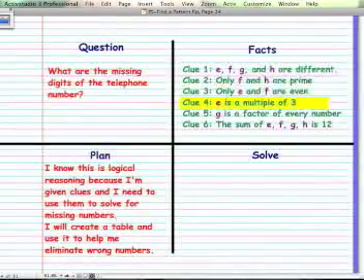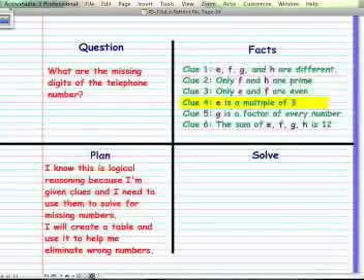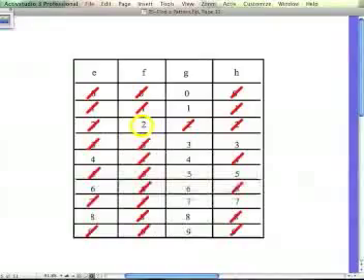Now we're on clue number 4. E is a multiple of 3. And multiples is just like skip counting, like 3, 6, 9. So let's take a look at our chart, and we can eliminate everything that is not a multiple of 3. And the only thing that we have left is a 6.